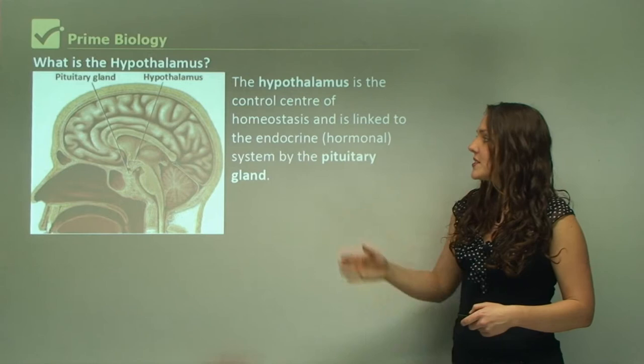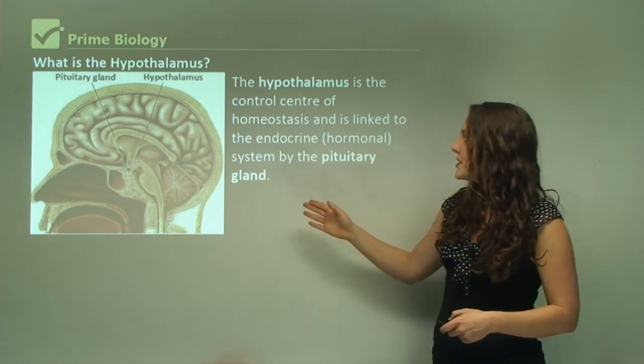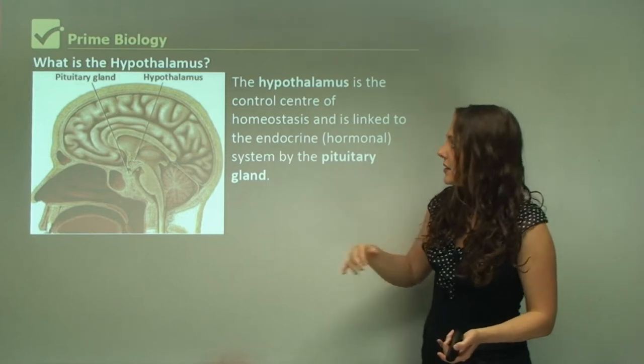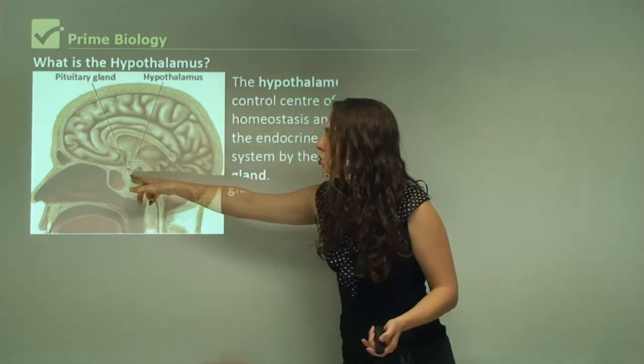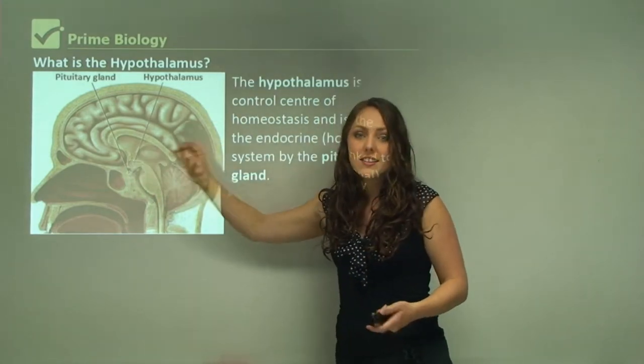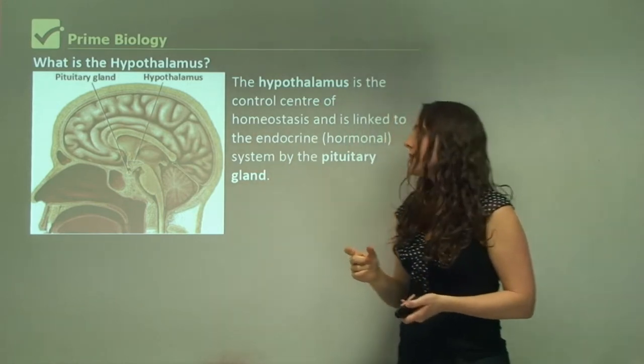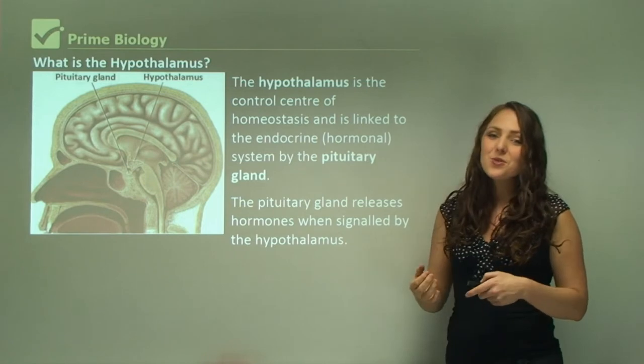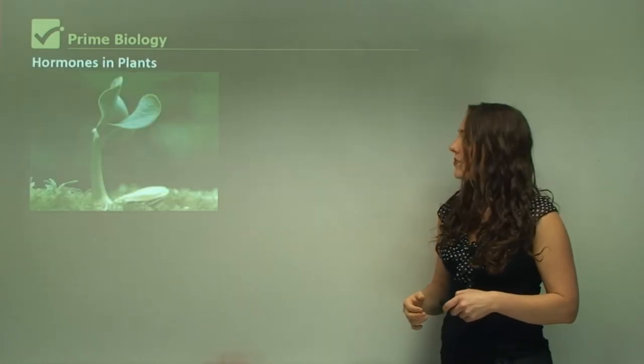The hypothalamus is the control center of homeostasis and is linked to the endocrine system by the pituitary gland. So the hypothalamus is here and the pituitary gland is right underneath it. They're right next to each other. The pituitary gland releases hormones when signaled by the hypothalamus.